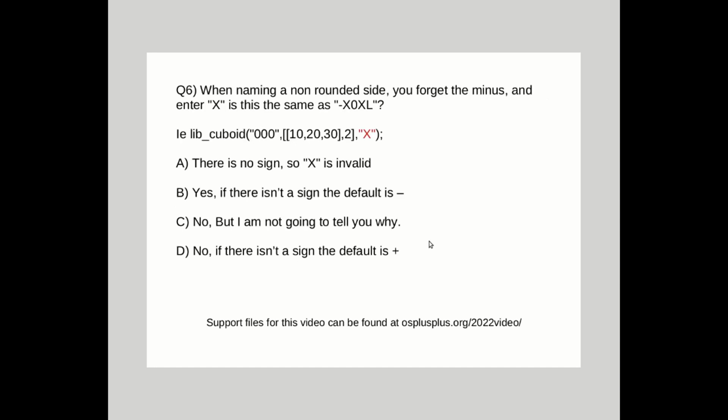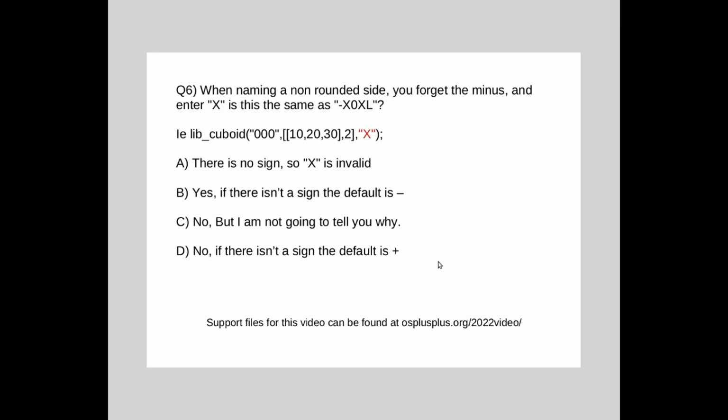Question 6. When naming a non-rounded side, you forget the minus and enter X. Is this the same as minus XO XL? You type the command in lib cuboid, anchor, standard cuboid, comma, X. Option A, there is no sign, so X is invalid. Fair enough. Option B, yes. If there isn't a sign, the default is minus. C, no, but I'm not going to tell you why. D, no. If there isn't a sign, the default is plus.